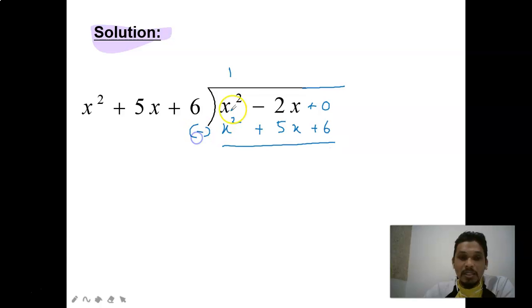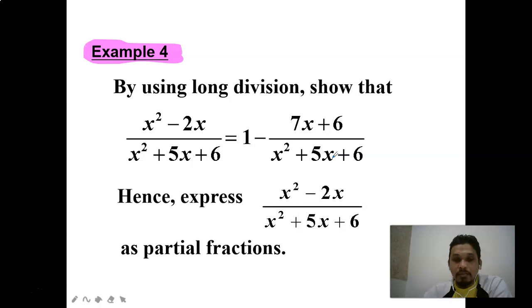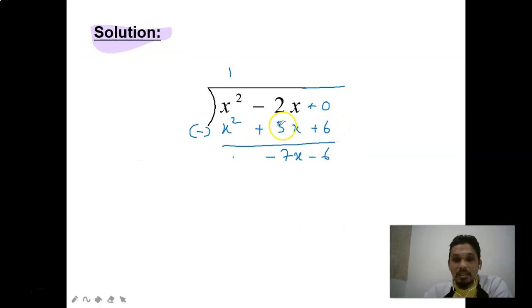Okay, minus here, x squared minus x squared, 0. Negative 2x minus 5x, negative 7x. 0 minus 6 equal to negative 6. So, let's see. 1 minus 7x plus 6. There you go.